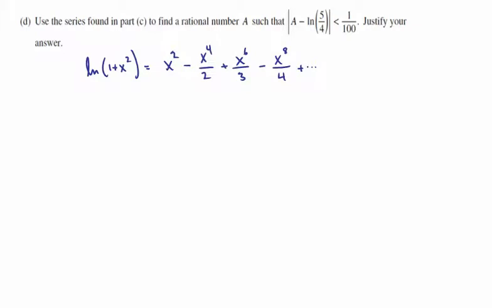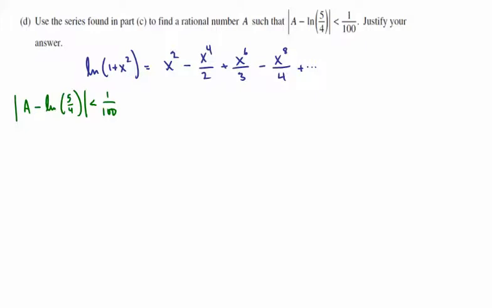Okay, in Part D, we're asked to use the series that we found in Part C, which I've shown here, to find a rational number a such that the absolute value of a minus natural log of 5 over 4 has got to be less than 1/100, and justify your answer. So at first sight, this might make no sense, but we'll go step by step through it. The first thing is that when we see something like absolute value a minus ln of 5/4 less than 1/100, we know that we're talking about the error, or the remainder.